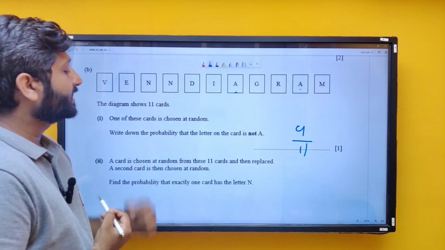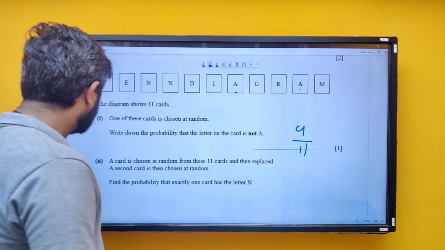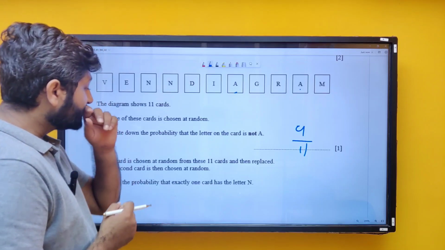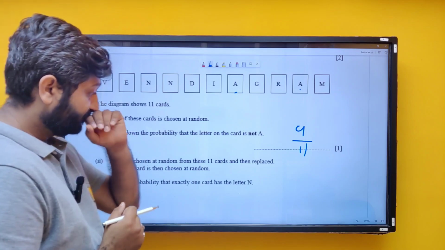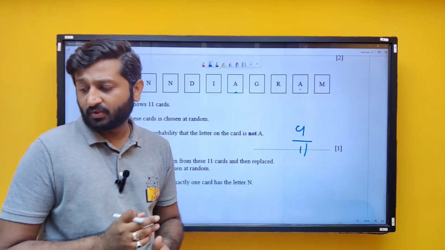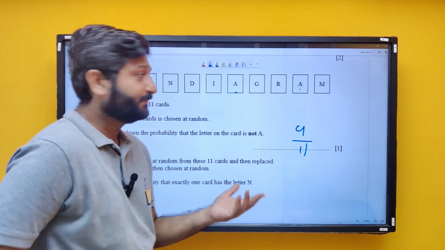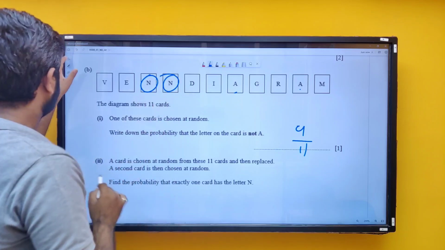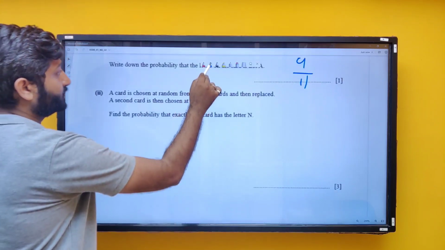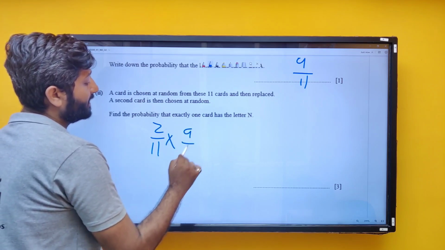Next, a card is chosen at random from 11 cards and then replaced. The card is getting replaced. A second card is then chosen at random. Find the probability that exactly one card has letter N. So the first card should have N and the second card should not have N. So we have 2 N's. So 2 by 11 into 9 by 11.